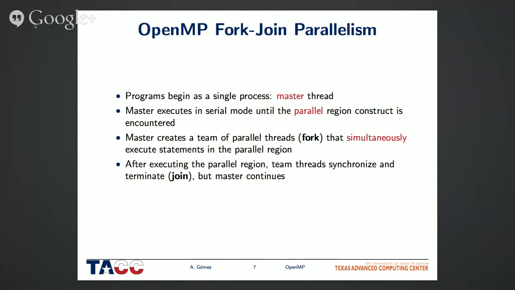All the programs in OpenMP start with a single process, which is the master process. So essentially, every OpenMP program, if you're not using MPI, is a serial code at the beginning. This master thread will run in serial mode until it finds a parallel region construct. We'll see what this is in the next slides, so don't worry about it. But remember, we only have one thread until we find the parallel region. After the parallel region, we create several threads.